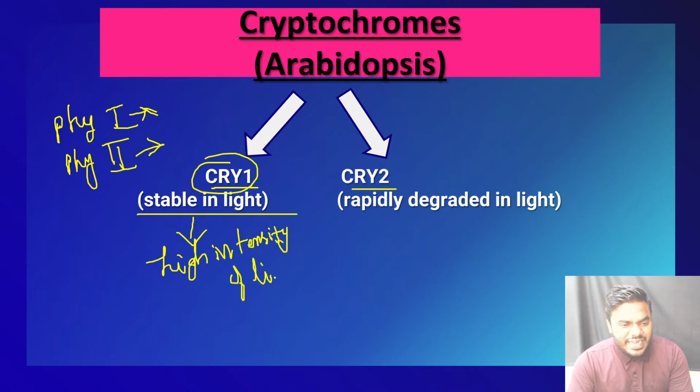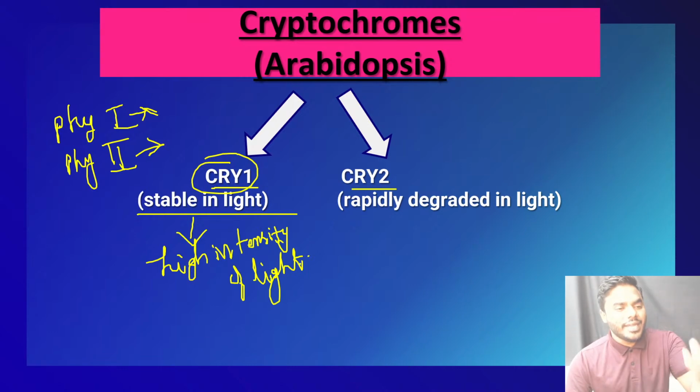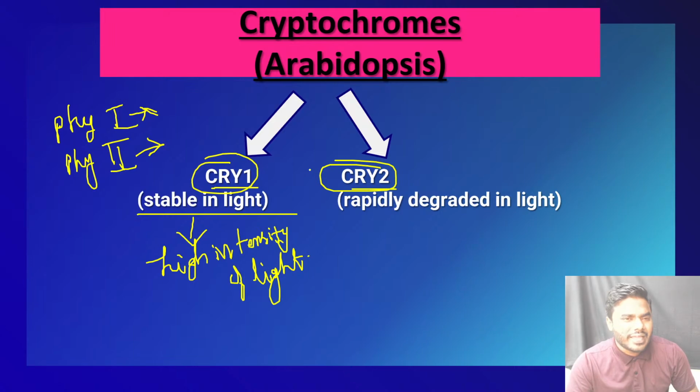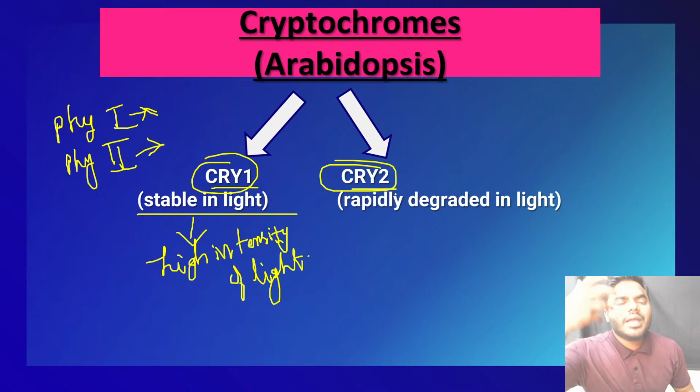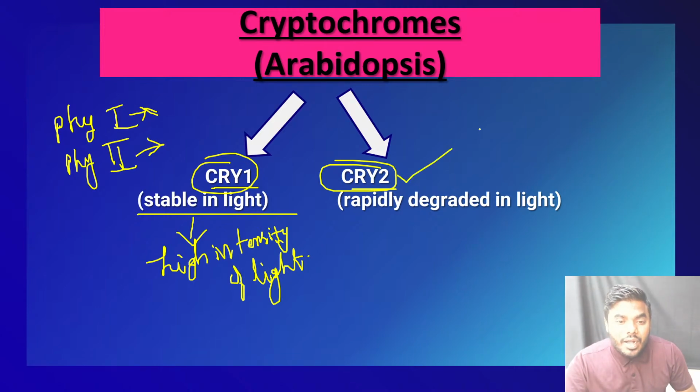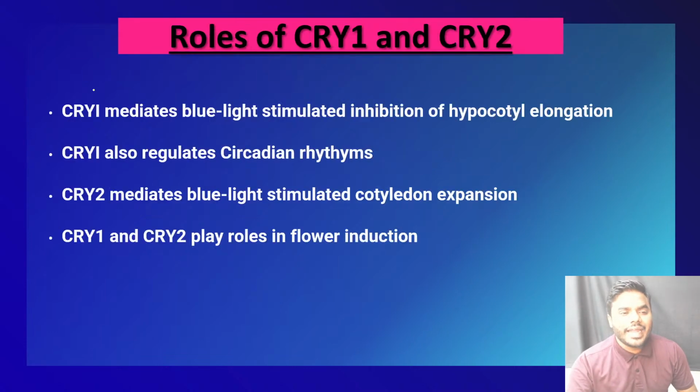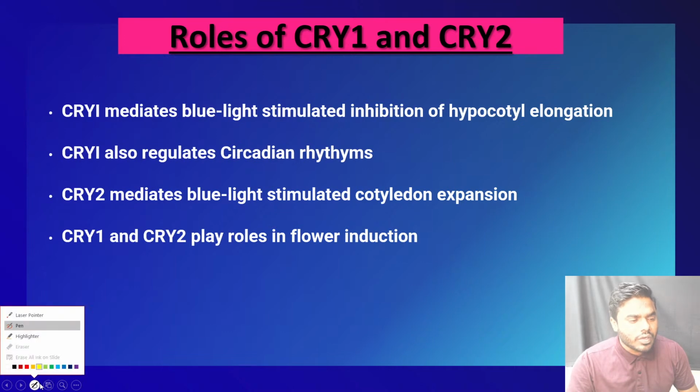Even at higher concentration, at high intensity, Cry1 can withstand easily, but Cry2 is not like that. It requires very low light intensity. Forget about very high; even if the light intensity is medium, or more, it will be completely degraded in the light. Now friends, every student listen to me carefully without confusion.